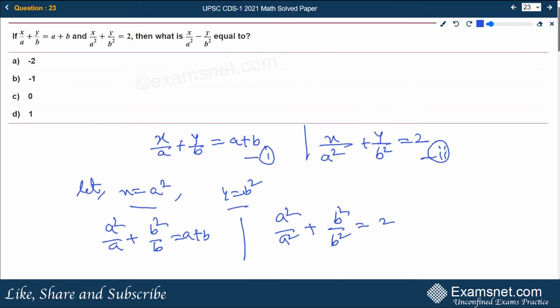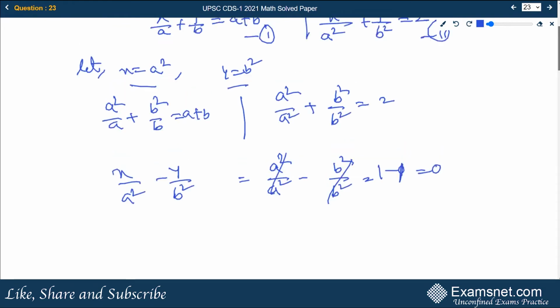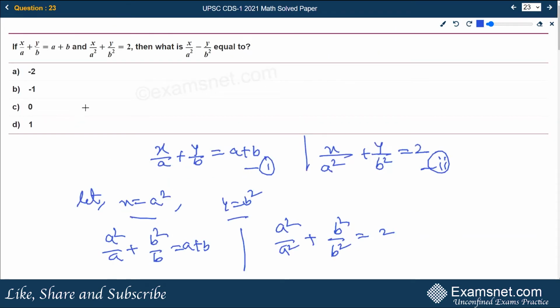Now putting this value of x and y in this equation also, we will get b square by b square. So 1 minus 1, that is 0. So here the answer is 0. Option C is the correct answer.